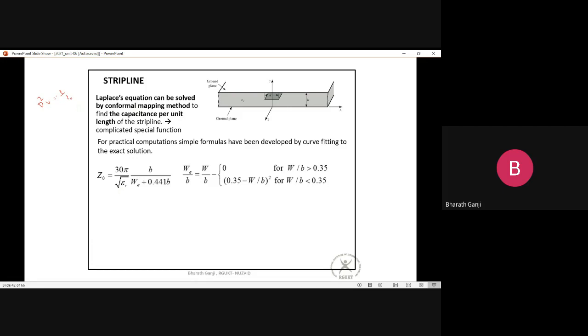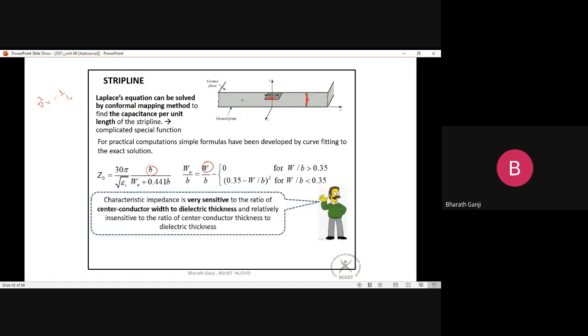Okay, so what I can see here is the characteristic impedance is basically depending upon the ratio of B and W, the width of the line and the distance between the ground plates. So the characteristic impedance is very sensitive to the ratio of width to the dielectric thickness, and it is relatively insensitive to the ratio of center conductor thickness to the dielectric, right.